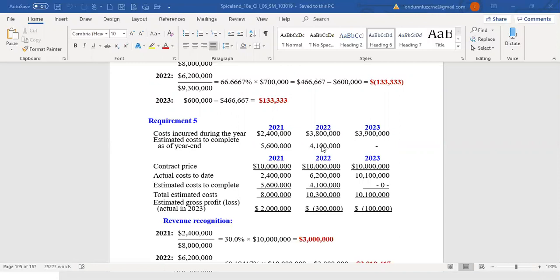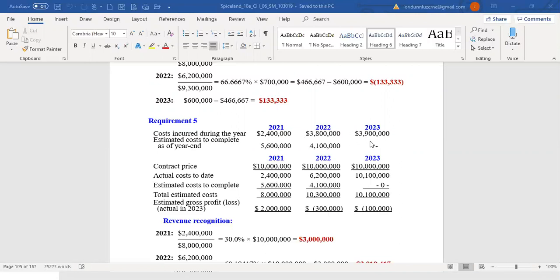In the second year, our actual cost incurred will be 3.8 million. So how much have we spent to date? 2.4 plus 3.8 or 6.2. And we still expect to spend another 4.1 in costs on the project. So now the total expected costs are above the revenue. So overall, we're going to have a negative profit on this. That's not good.